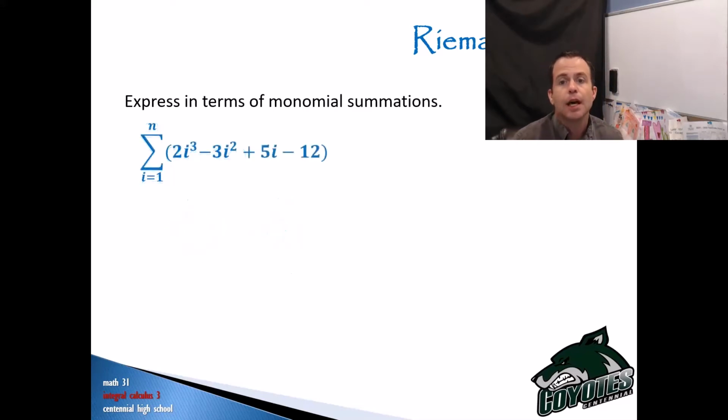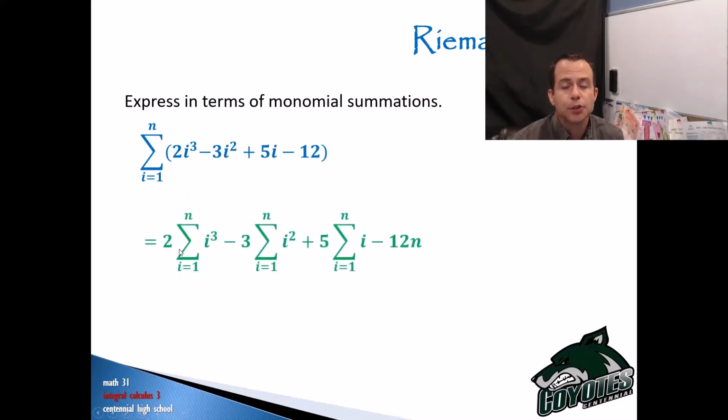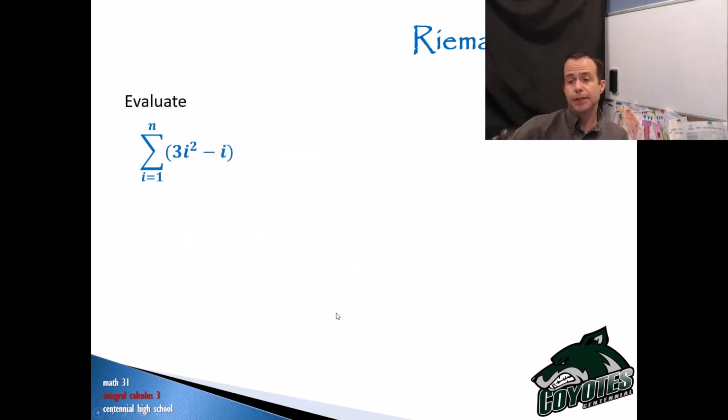Again, this guy as monomial summation. Monomial again refers to one term, right? So I'm just taking the summation and distributing it through. So I would have 2 times the summation of i cubed minus 3 times the summation of i squared plus 5 times the summation of i minus 12n, because the summation of 12 is 12n. That was the second one that we did, at the top of your page. Okay, so now you're being asked to evaluate.